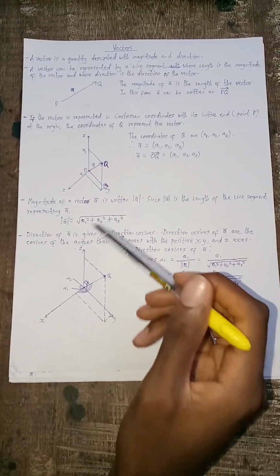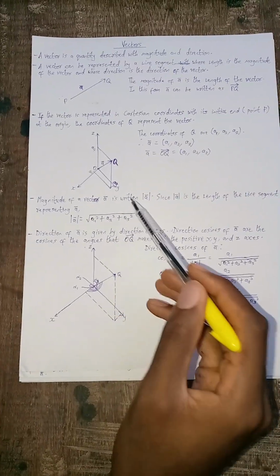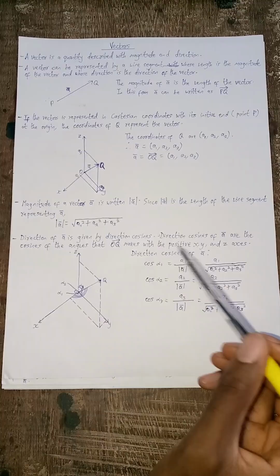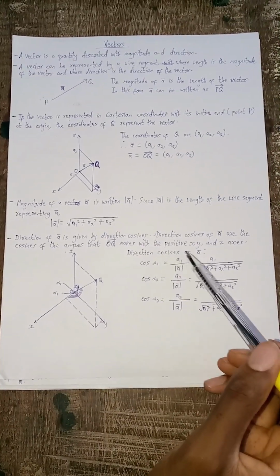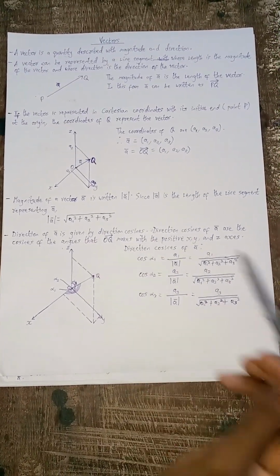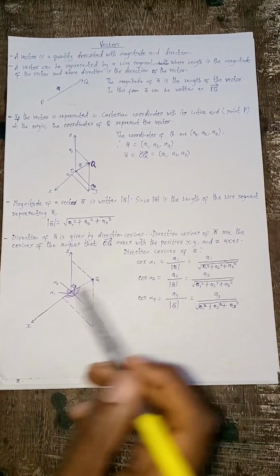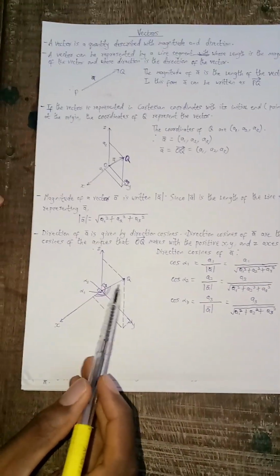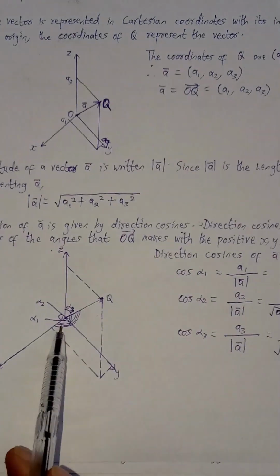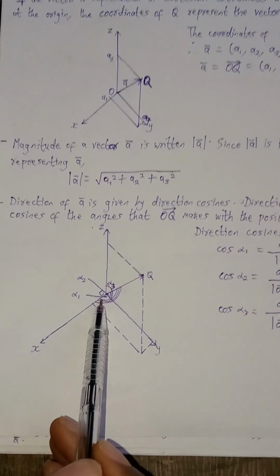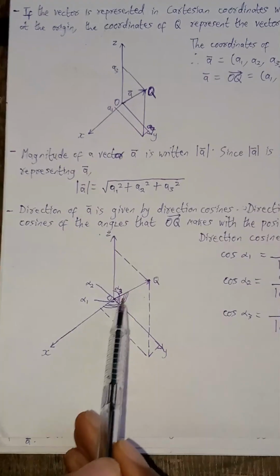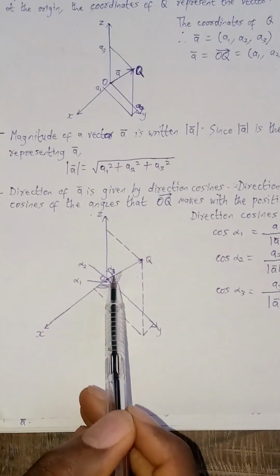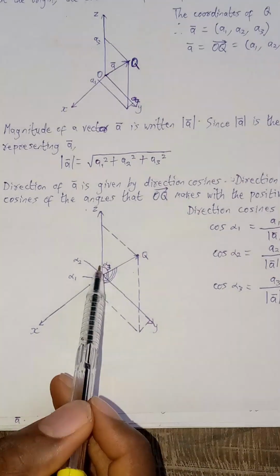And the direction of A, remember that A is a vector. We cannot talk about magnitude alone. We also have to talk about the direction. Direction of A is given by the direction cosines. These direction cosines are the cosine of the angle that the vector makes with each coordinate axis. So if this is our vector A, the angle that it makes with the x axis is alpha 1. That is this angle here. The angle that it makes with the y axis is alpha 2. And the angle it makes with the z axis is alpha 3.